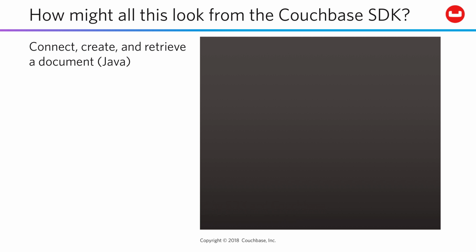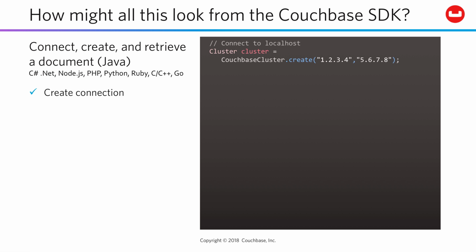So how might connecting to a bucket and creating a document look in practice? Well, we'll look at this in Java, but you'll find the same unified approach across all our SDKs. First, you create a connection by pointing to one or more high-availability bootstrap nodes for your cluster. After this initial connection, the client will be continuously updated with a map of all nodes, this cluster map we keep mentioning, and that will manage the connections.